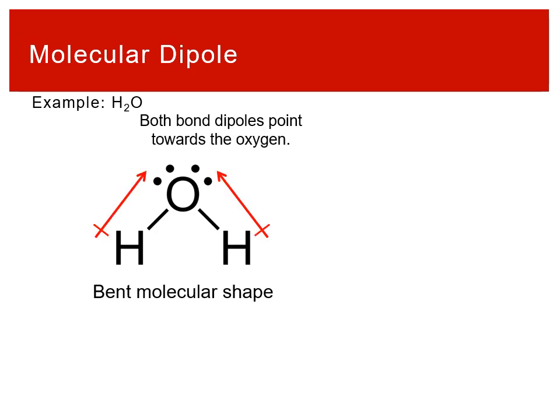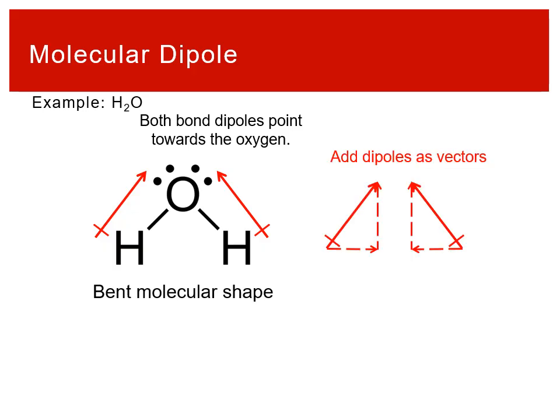So now that we have the shape, we want to look at bond dipoles. Oxygen and hydrogen are different atoms. Each bond is polar, and the dipoles point towards the oxygen. It's right next to fluorine, so it's more electronegative. In each bond, that would be the case. Now we want to do what's called adding the dipoles as vectors. If you know how to do that, great. If you don't, that's fine.